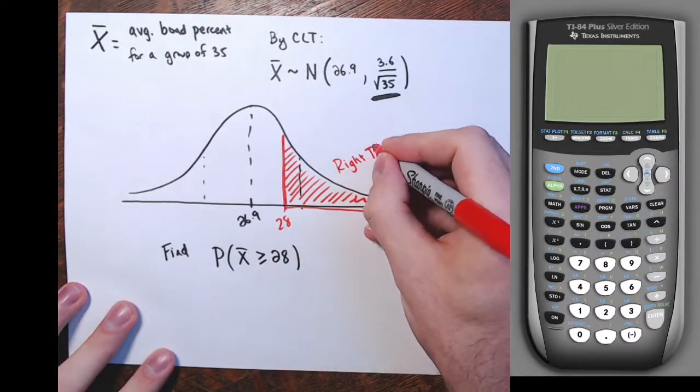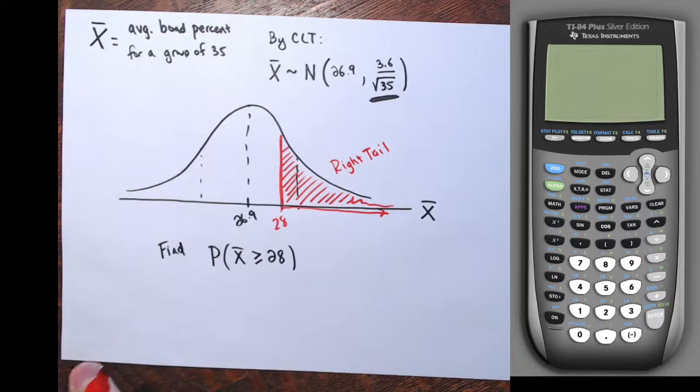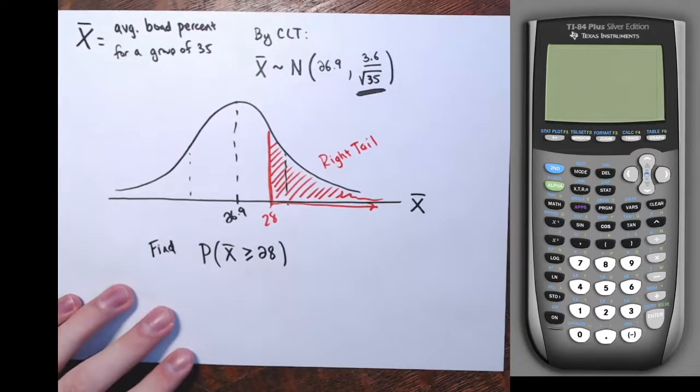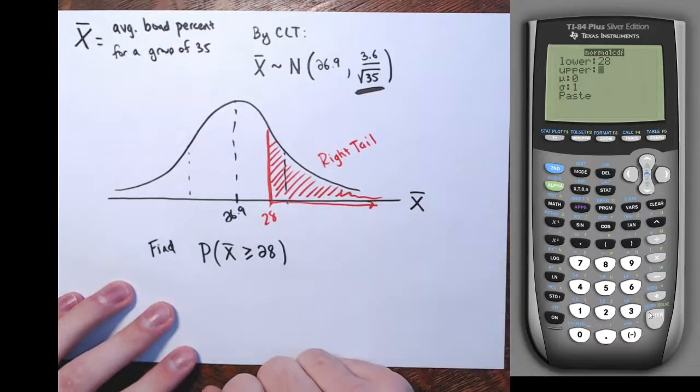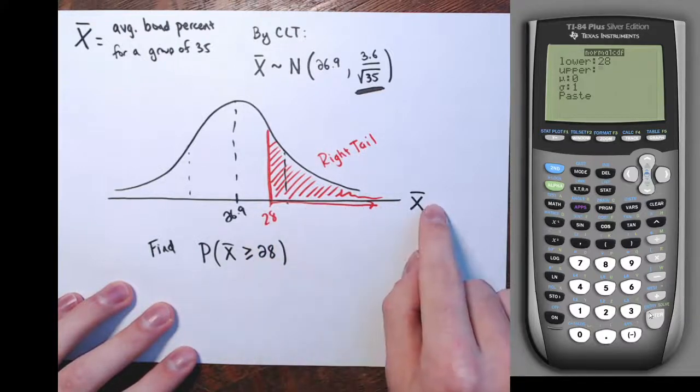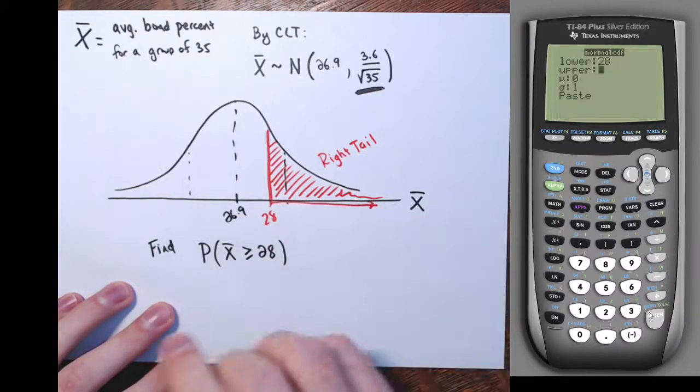Now I just want the area, and I'm going to do that by using the normal CDF. So calculator's up already. I want to find an area under a normal curve. You go second, distributions, down to that normal CDF. Now, what's the lower value in this region? It is 28. What is the upper value? Well, there is none, right? It goes up forever, to the right forever.